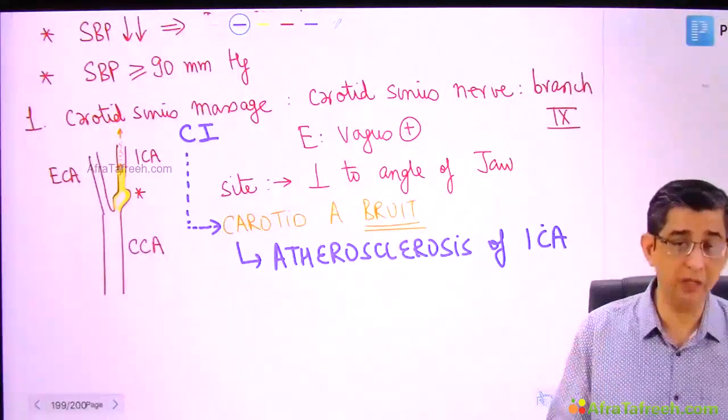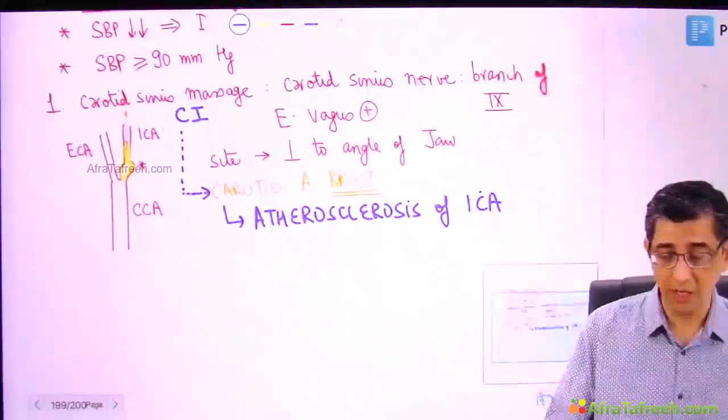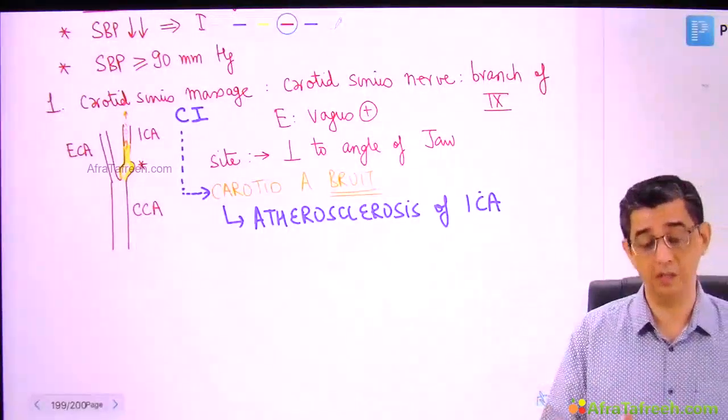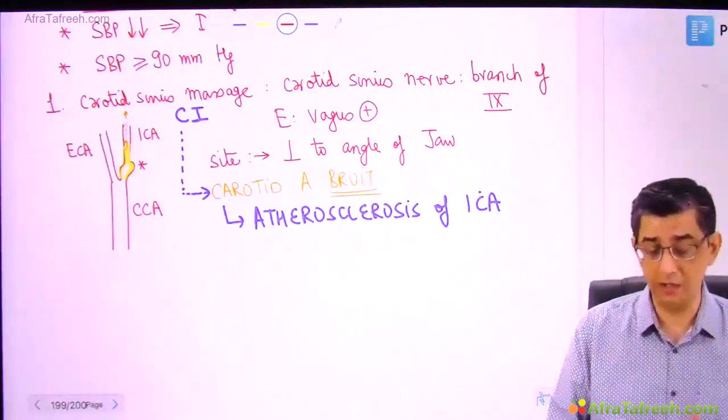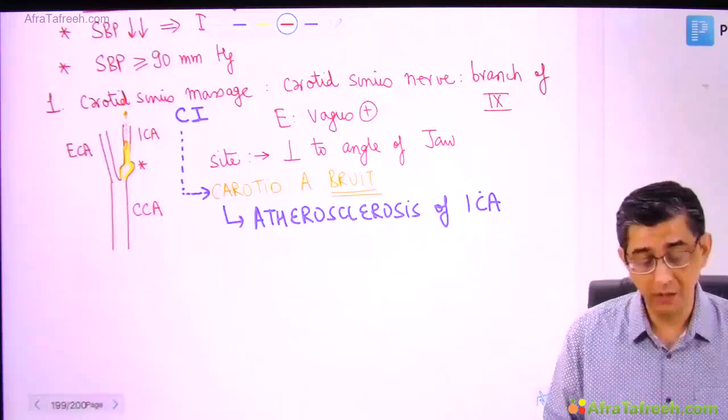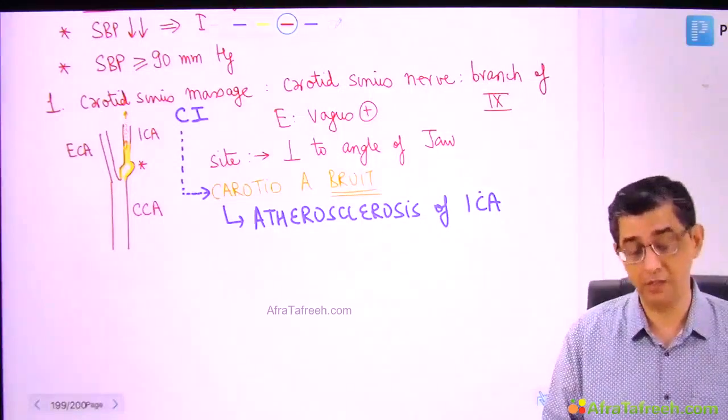bruit, because it implies that he's having atherosclerosis, and God forbid if a doctor does this activity on a person with a known atherosclerosis of the carotid artery and he did not, or was not aware of this, then the person can develop neurological complications as well.